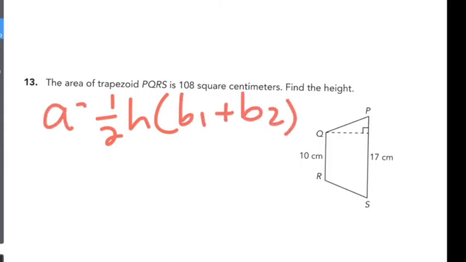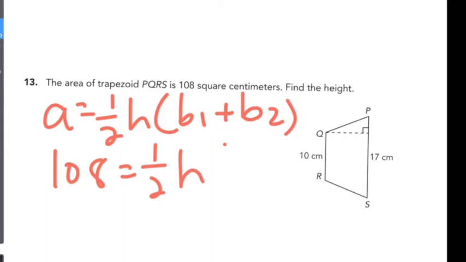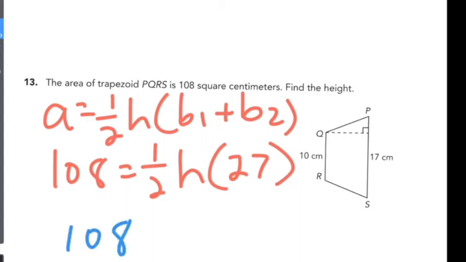Area equals that. So the area I know is 108 equals 1/2. The height I do not know. b1 plus b2, I'll quickly do that. That's 27. So what I would do is take half of 27. So it's 108. You don't have to, but that's just one way.